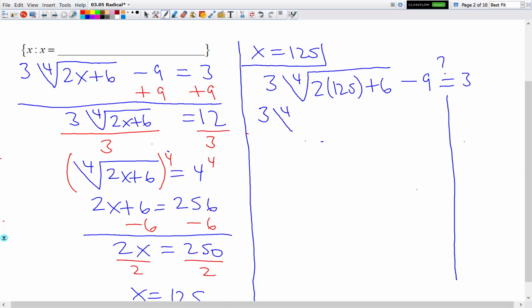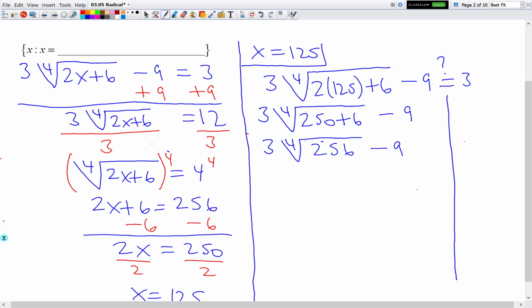So 3 times the 4th root radical of, and then 2 times 125 becomes 250. Then plus 6. And then minus 9 on the outside. Okay, so let's play with some more numbers, and we get 3 on the outside, 4th root radical of 256 minus 9. Okay, so now I got to break apart 256 into smaller numbers that hopefully I can find 4 things that match. And if I can find that, then I'm home free.